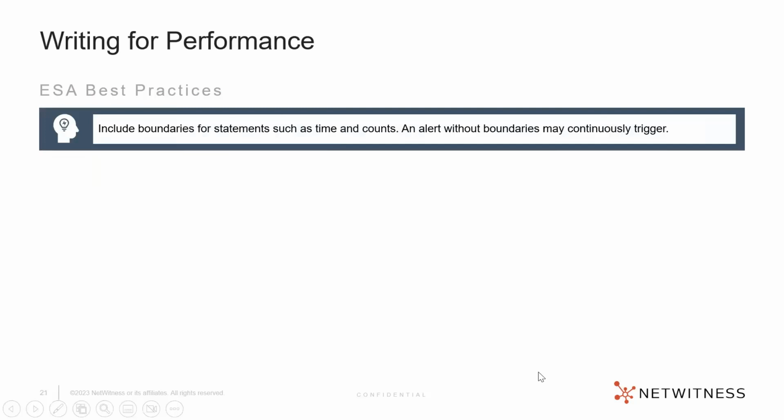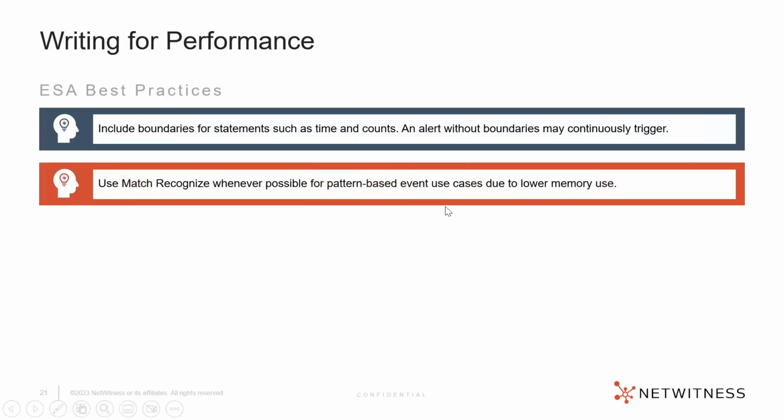Now we'll be moving to writing for performance. So to avoid performance issues, we follow these guidelines. We include boundaries for statements such as time and counts, as an alert without boundaries may continuously trigger. And use match recognize whenever possible for pattern-based event use cases due to lower memory usage.